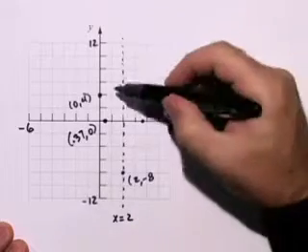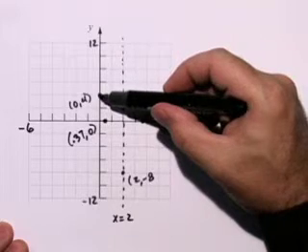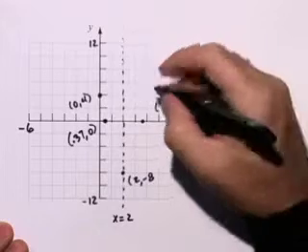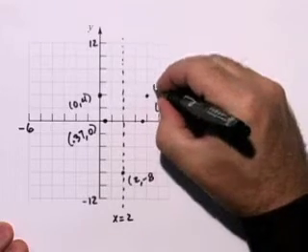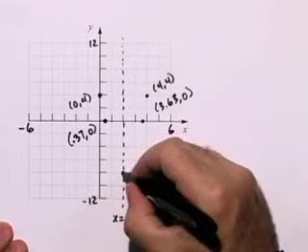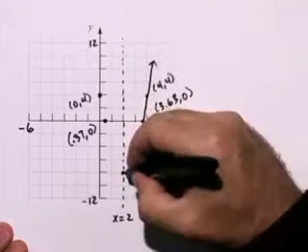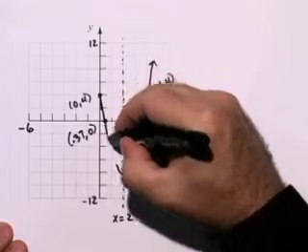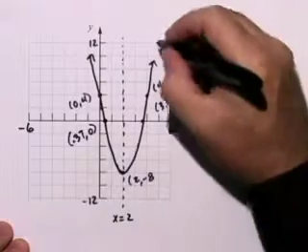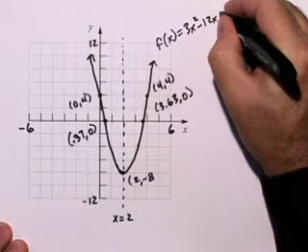And we're going to plot one more point. We're going to use symmetry. We have the point (0, 4) plotted. That's 2 units away from the axis of symmetry. So we'll go 2 units the other direction. And we can plot the point (4, 4). And then we're going to connect these points with a smooth curve. And there we have the graph of f(x) equal to 3x² - 12x + 4.